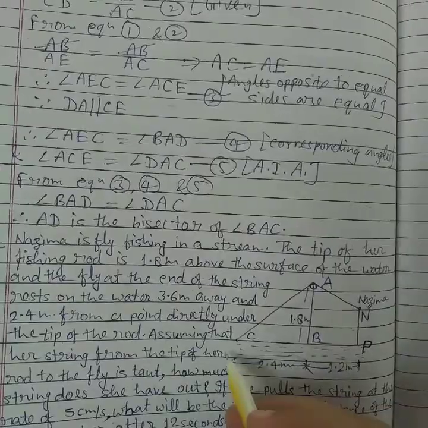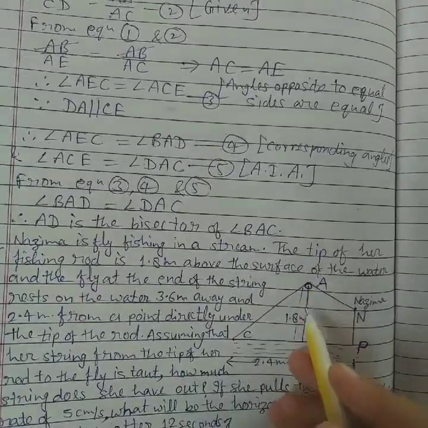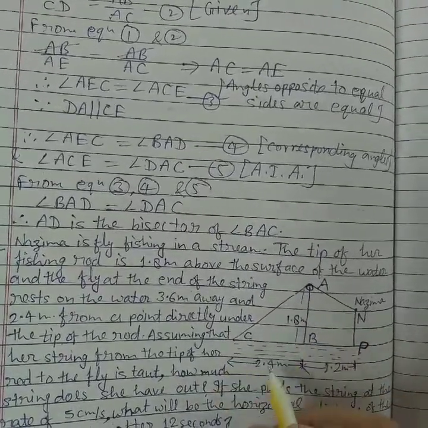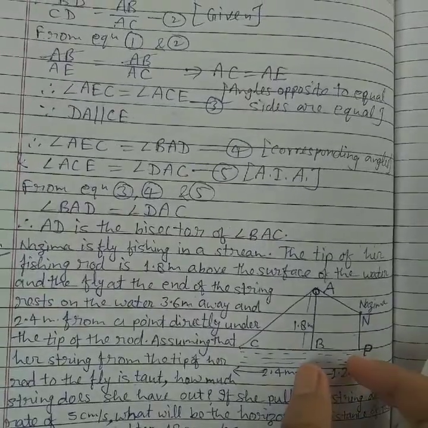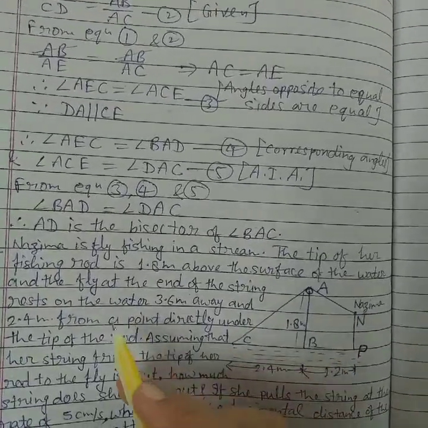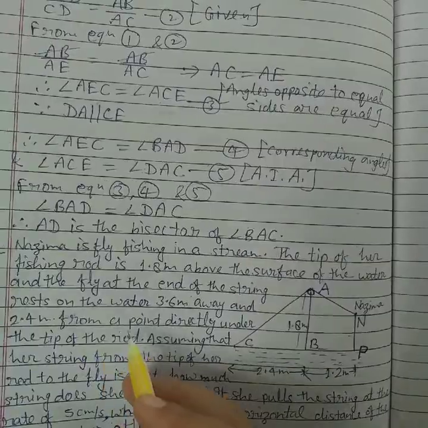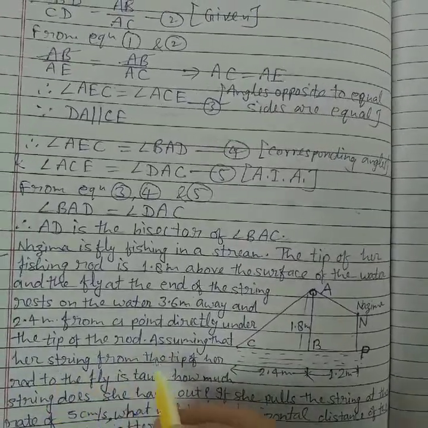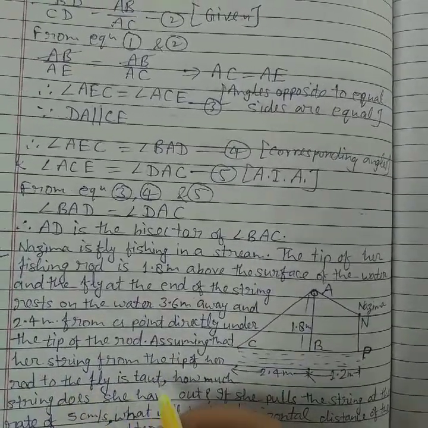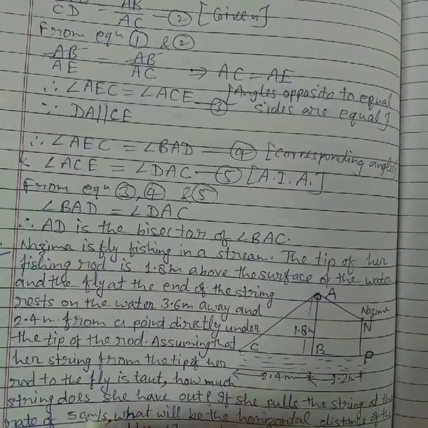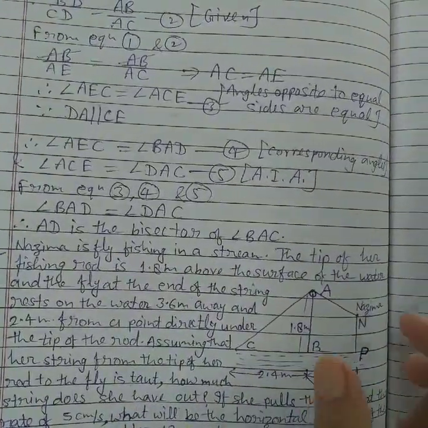टोटल डिस्टेंस कितनी है 3.6 मीटर और जहाँ पे टिप है उससे डायरेक्टली जो हॉरिजॉन्टल डिस्टेंस है, दैट इज 2.4. सो दिस डिस्टेंस इज लेफ्ट 1.2 मीटर. क्लियर. Now from a point directly under the tip of the rod, assuming that her string from the tip of her rod to the fly is taut, tightly बंधी हुई है. How much string does she have out? कितनी string उसके पास बाहर है.